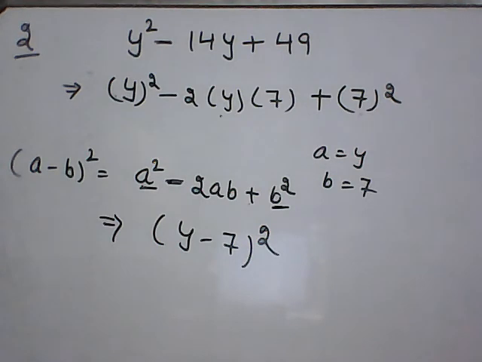In this expression, it contains the right hand side of the second identity. So we can directly put the value of the left hand side of the second identity, that is (a minus b) whole square. Here the value of a is y and the value of b is 7. So it is (y minus 7) whole square. Let's move to the next part.